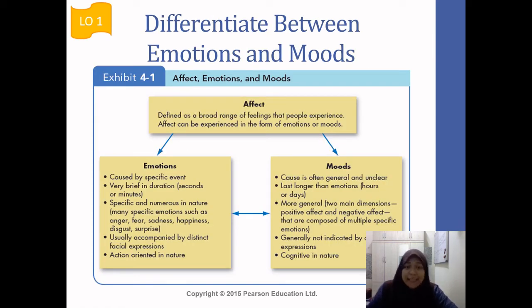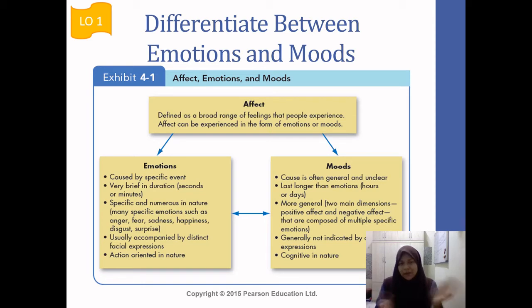Alright, so next thing kita nak differentiate between emotions and moods. As I mentioned earlier, emotions and moods are different, okay? Remember in the previous chapter, we talked about affective. Affective is a feeling, right? So here, affect can be defined as a broad range of feelings that people experience. So affect can be experienced through moods or emotions, okay?